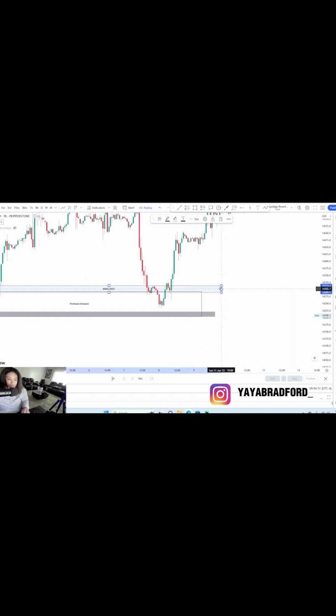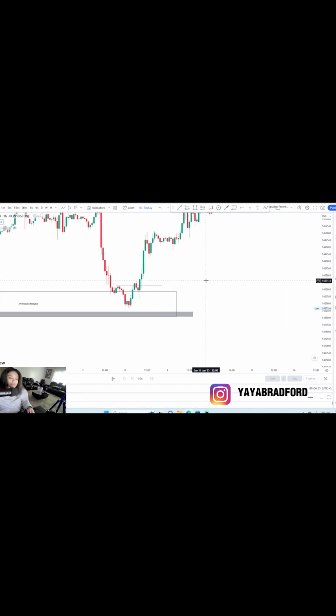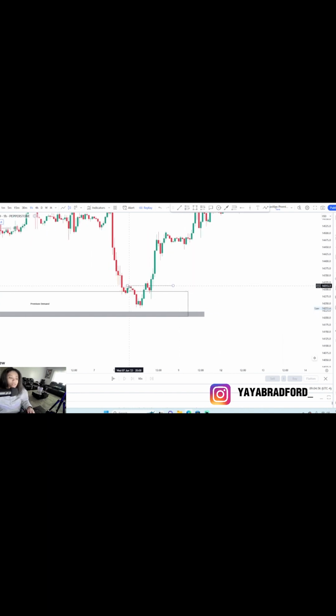We're gonna delete this because we don't want to confuse y'all. So this was our previous high. Before it broke it, it came down, tapped into that demand zone, and then it came back up and broke above it. This was our confirmation candle right here for our entry.